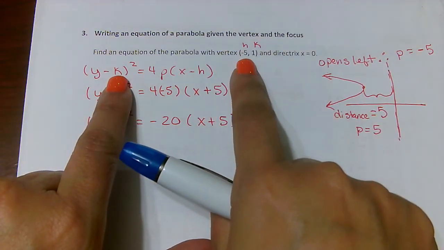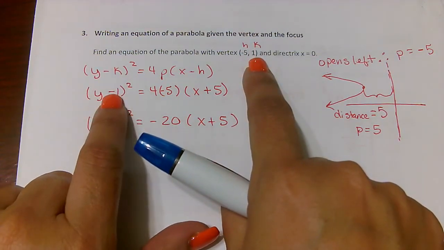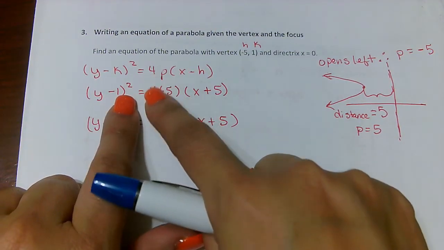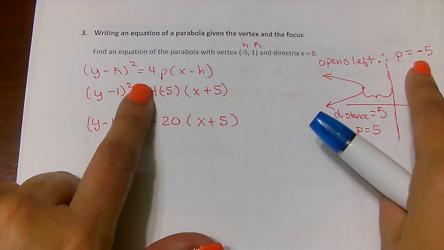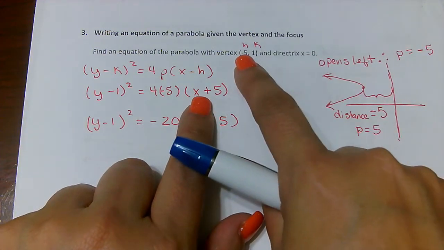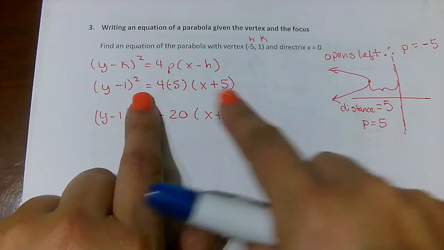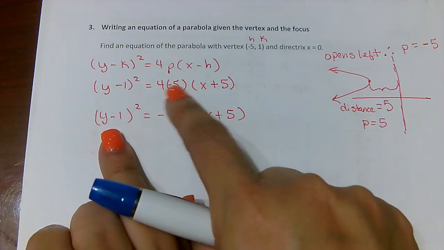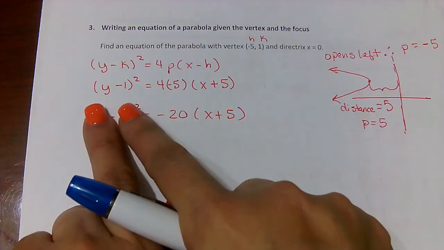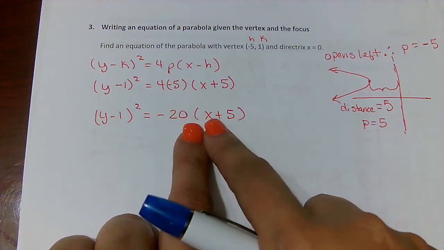The next thing I did was go ahead and fill in our values. Since we're given our vertex, we know h is equal to -5 and k is equal to 1. So (y minus 1) squared is equal to 4, and p is going to be equal to -5, times (x minus h). Since h here is negative, we have a negative times a negative, which gets me a +5. Don't forget to go ahead and multiply your 4p. So here my final equation will read (y minus 1) squared is equal to -20 times (x plus 5).